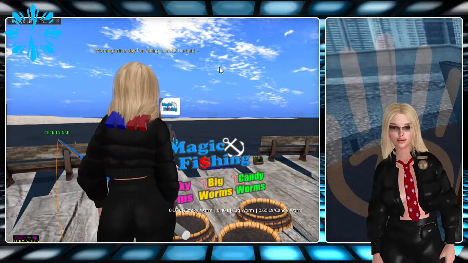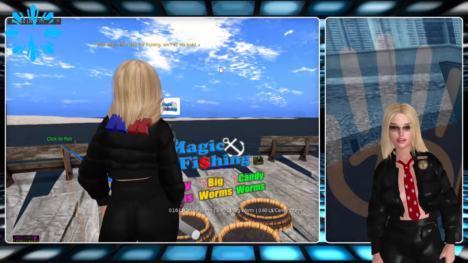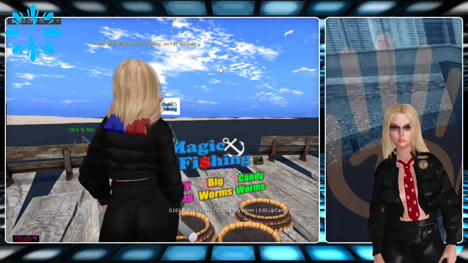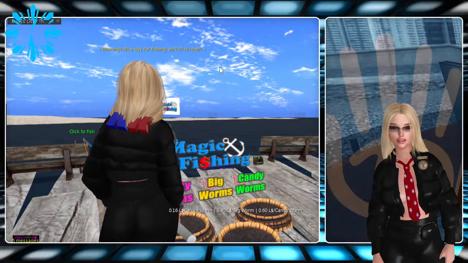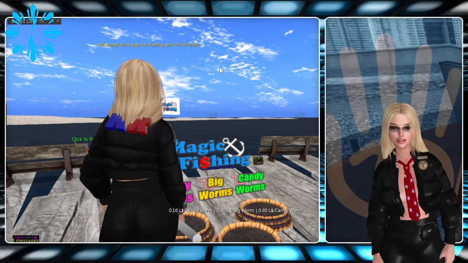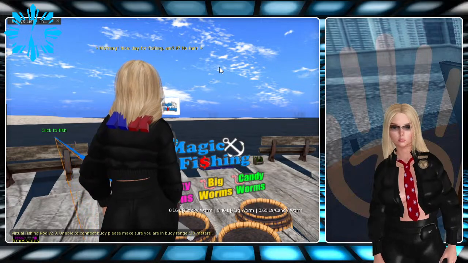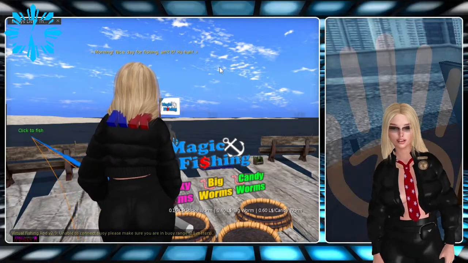So right now on screen, you can see the front of my avatar and the back of my avatar. So I don't need to make my avatar face the screen. What's the point when you can see it on screen?